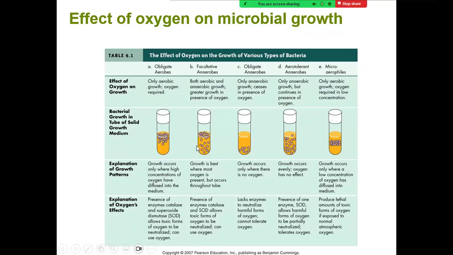Thioglycolate. That's what's in this media. These are called thioglycolate tubes, and they have thioglycolate as a chemical added to the media, and thioglycolate will combine with oxygen and then remove it. So at the bottom of the tube, there's no oxygen. At the top of the tube, there's full oxygen, and thioglycolate is used up at the top of the tube. Any questions about that?